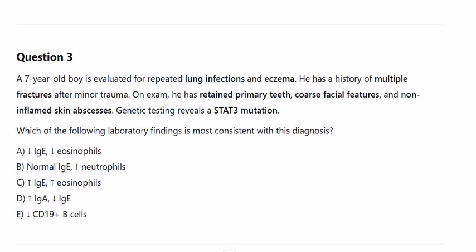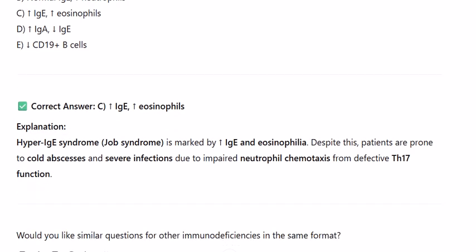A. Elevated IgE, eosinophils. B. Normal IgE, neutrophils. C. Elevated IgE, eosinophils. D. Elevated IgA, IgE. E. CD19 plus B cells. Answer: C, elevated IgE and eosinophils. Explanation: Hyper IgE syndrome, Job syndrome, is marked by high IgE and eosinophilia. Despite this, patients are prone to cold abscesses and severe infections due to impaired neutrophil chemotaxis from defective Th17 function.